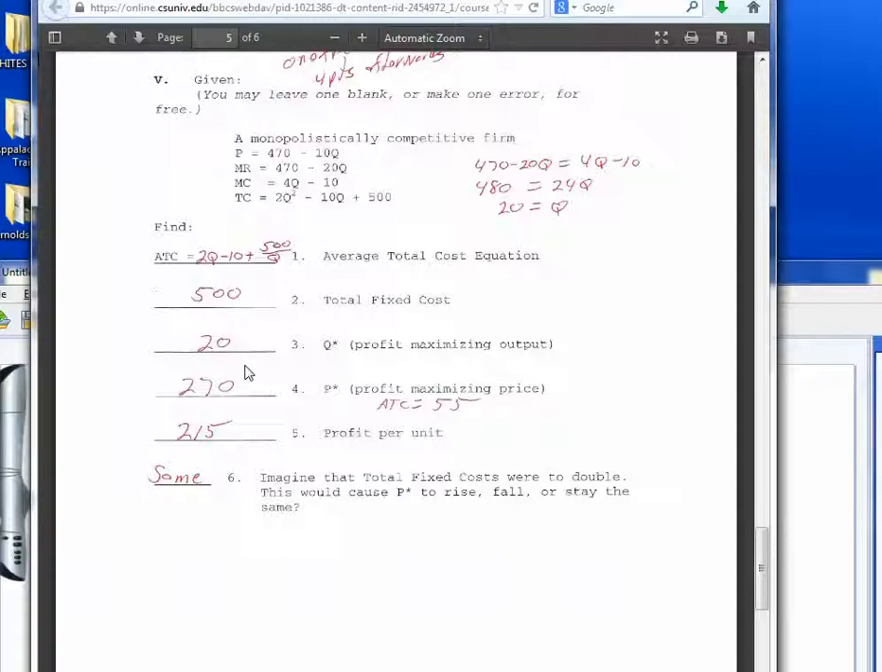Maybe I can get it for you. So total revenue is just 20 times 270. 5,400 is what I get for total revenue. And total cost is just 20 squared times 2 minus 10 times 20, which is 200, plus 500. So I get my total cost as 1,100, and then you should be able to take it from there. Alright, was there another one?